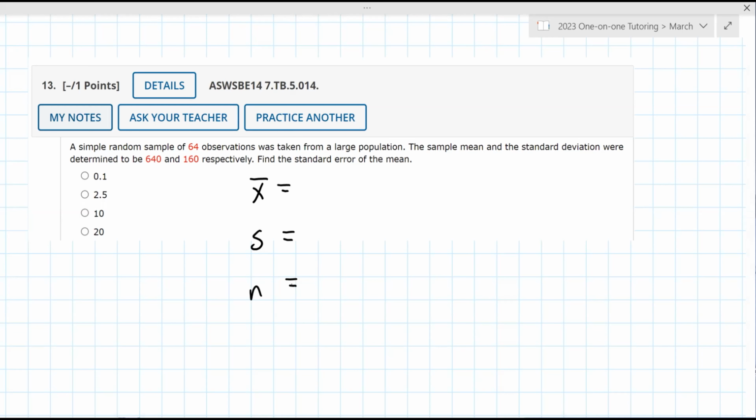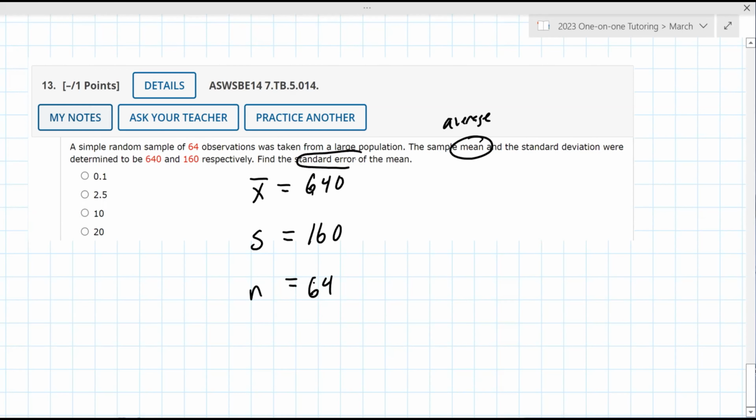Would S be 64? 64 is the number of observations. That's going to be your N. And then for X bar, would it be 640? Yes, X bar is the average. That's the sample mean. Mean and average are the same thing. 160 is S, yes.